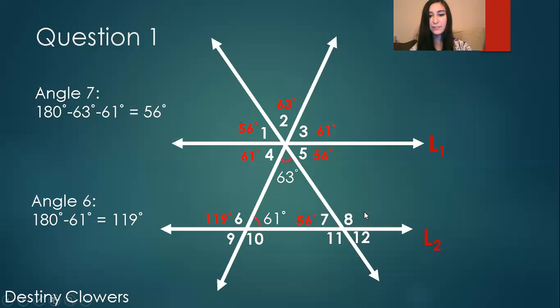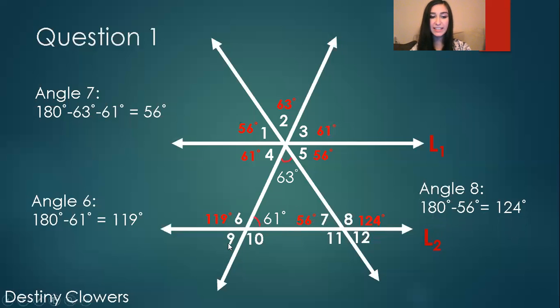Next, let's find angle 8 since we've already found angle 7. The angle on the left side of angle 8 is angle 7, and it's the exact same concept we just used over here. Since these two angles are supplementary, that means we can do 180 minus 56, and that equals 124. So that means that angle 8 is 124 degrees.